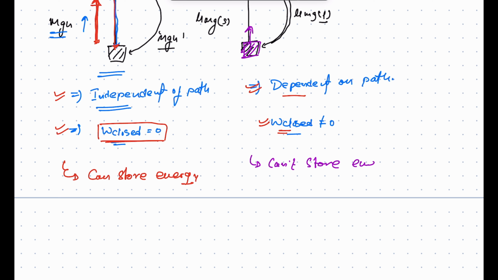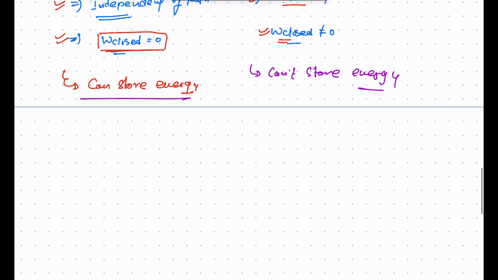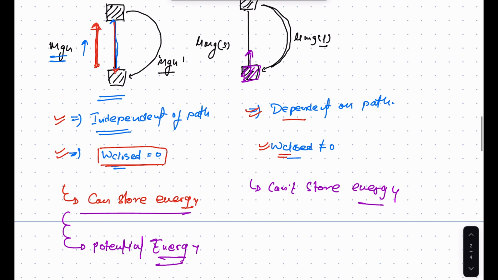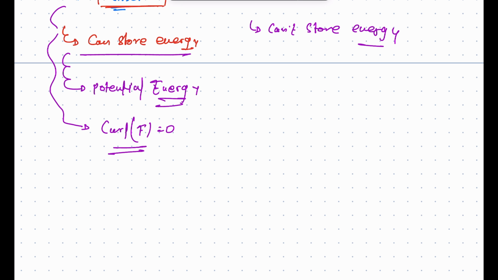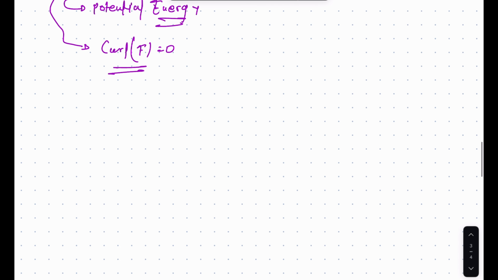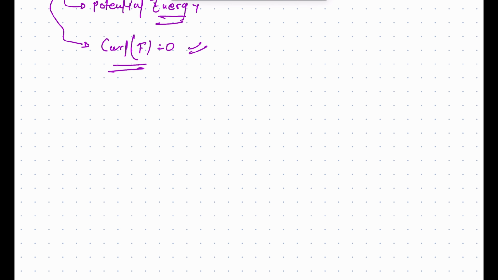So if the conservative forces can store the energy, then we can define an energy here that is called potential energy. Okay. One more thing, mathematically to find out the conservative forces, the curl of F is going to be 0 for conservative forces. For non-conservative forces, it will not be 0. Okay, sometimes it may be used somewhere.